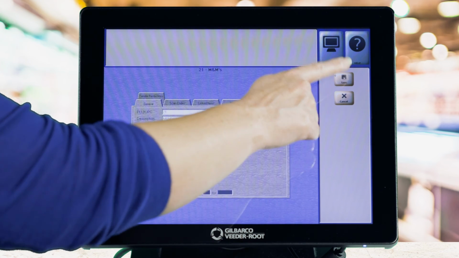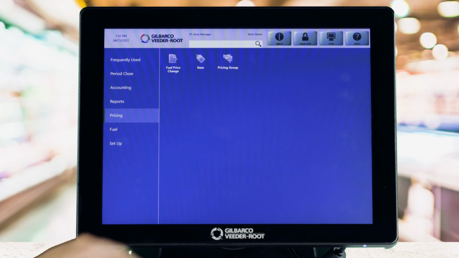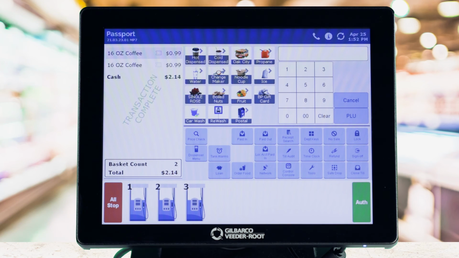Then click Save, exit, and head back to the cashier workstation. Now you're ready to offer the best deals on the block.